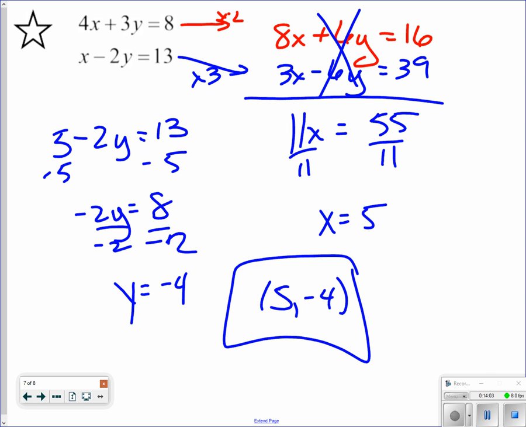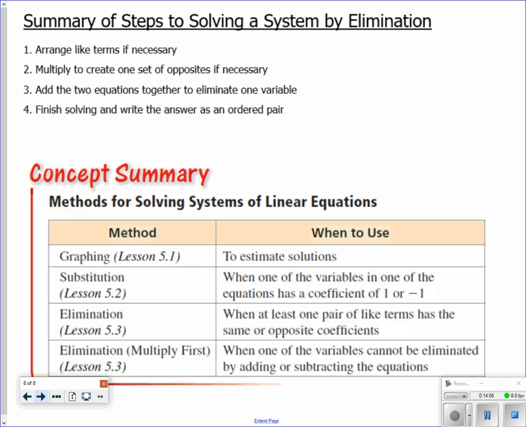So this is just a summary of what we've learned. Anytime you're going to solve a system by elimination, you want to arrange the equations, if you need to, so that everything lines up. You want to create opposites if you need to. Then you add the two equations together to get rid of a variable, and then you solve and go back and write your answer as an ordered pair.